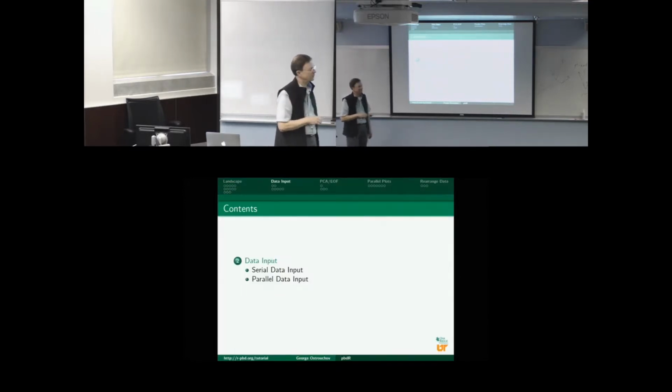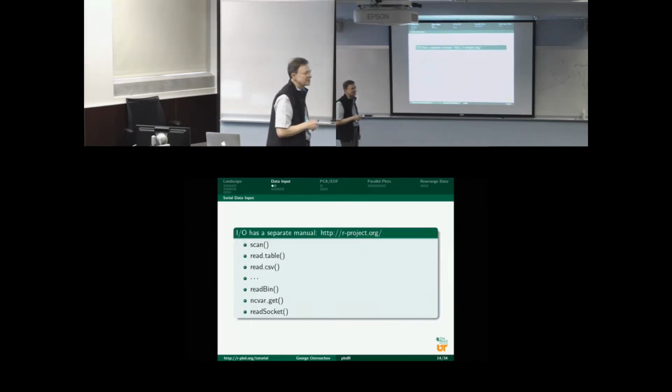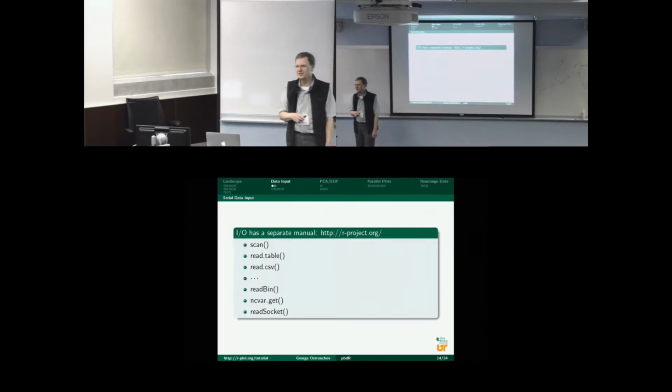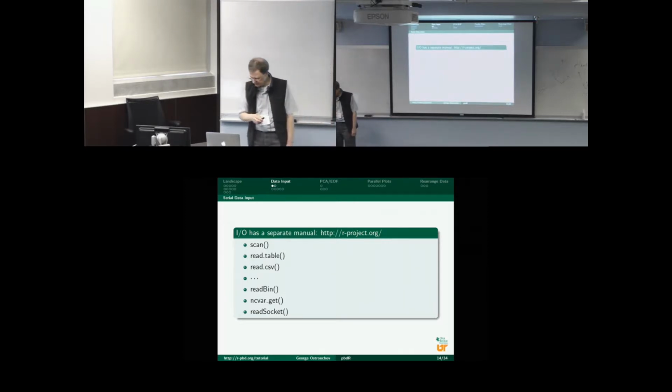Okay, so I'll go on to data input. So data input is a difficult thing. Even if you look at serial R, there's an entirely separate manual just for I/O. And there are so many different ways you can read in the data, and in part it's because there are so many different formats. So some of these, like scan, read.table, read.csv, these are for, I guess, ASCII data mostly.